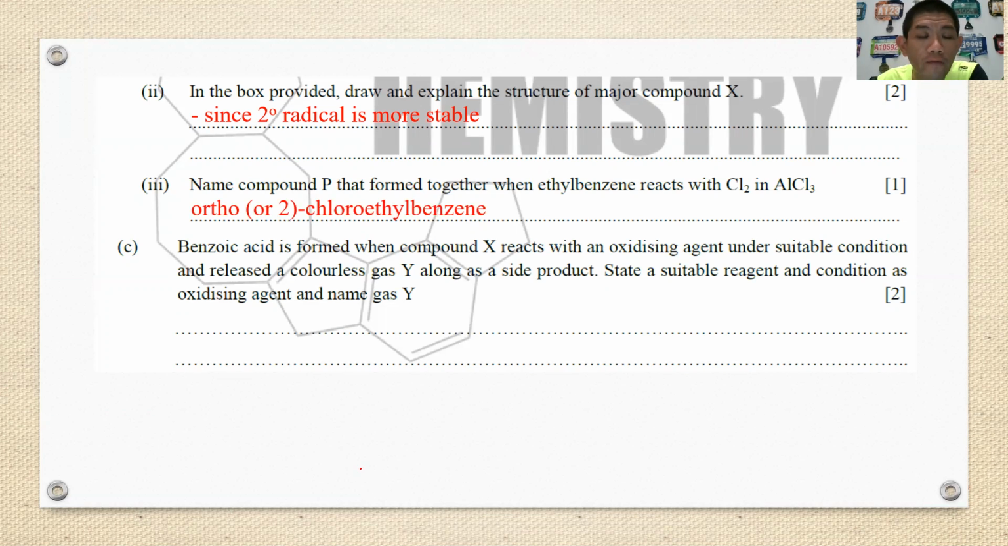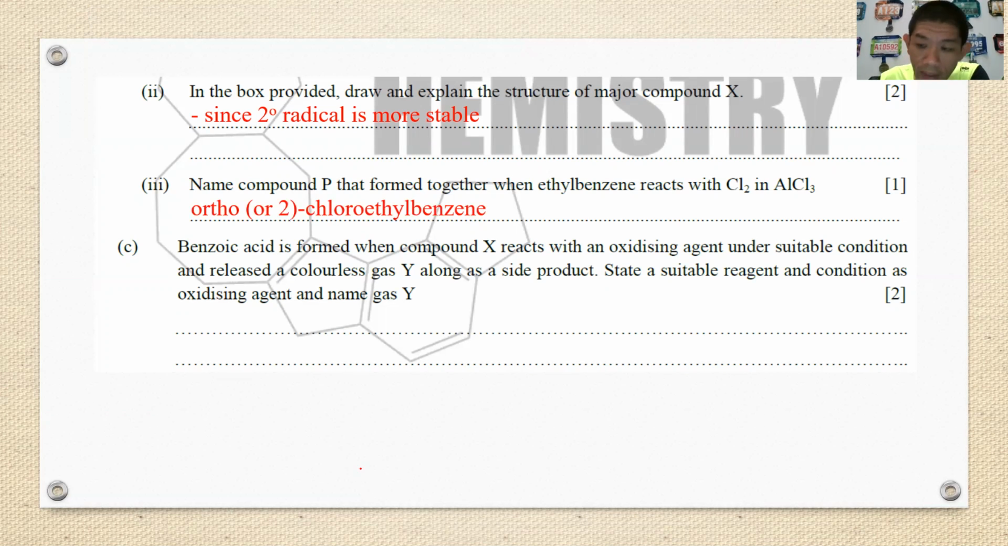Chloroethylbenzene. Okay, so you have to follow the IUPAC naming system. If you want to find out more about the IUPAC naming system, you can visit my YouTube for more information. Finally, C: benzoic acid is formed when compound X reacts with an oxidizing agent under suitable conditions and releases a colorless gas Y along with a side product. State the suitable reagent and condition as the oxidizing agent and name the gas Y.